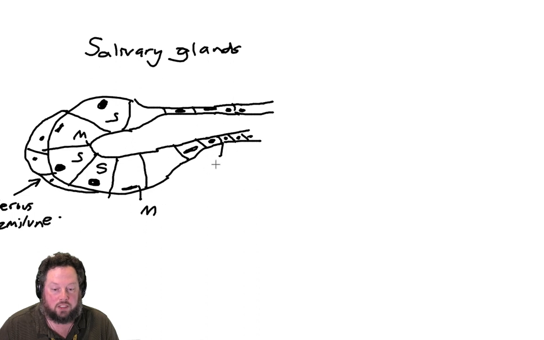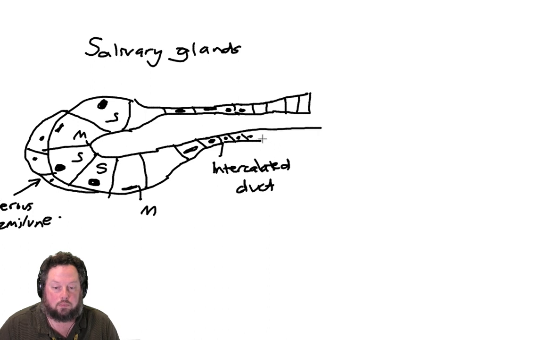So this is intercalated. Intercalated duct. So then that continues, and the cells actually get taller and taller. And the cells, oops, that's a really ugly nucleus, look a little bit like this, and they become known as the striated ducts.